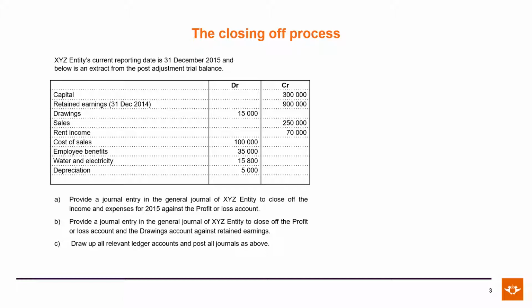What you are required to do is to provide a journal entry in the general journal of XYZ entity to close off the income and expenses for 2015 against the profit and loss account, and also to provide the journal entry in the general journal of XYZ to close off the profit or loss account and the drawings account against the retained earnings, and lastly to draw up all the relevant ledger accounts and post all the journals that are mentioned above.